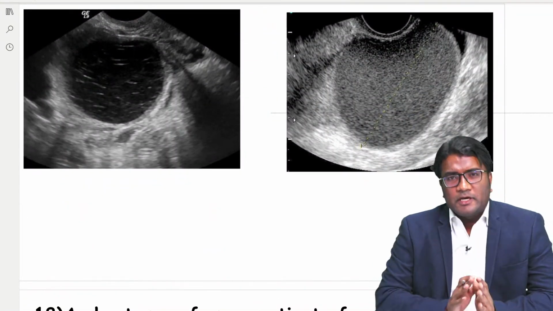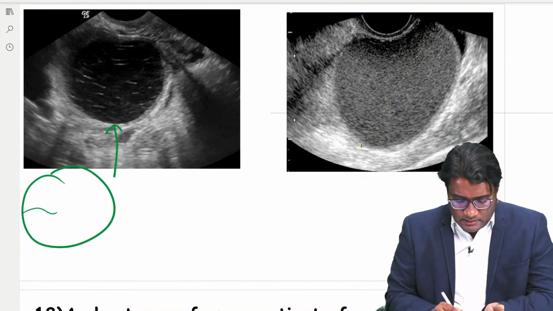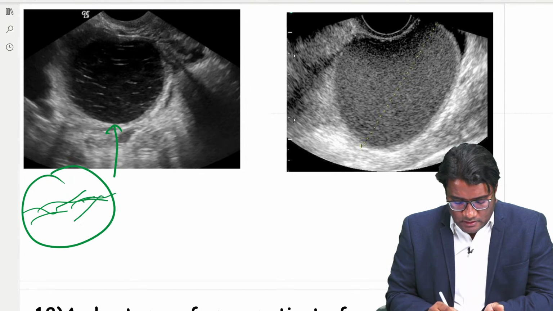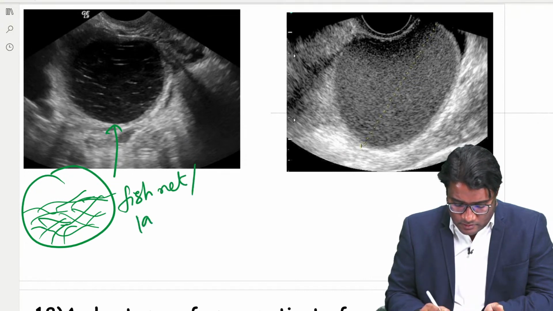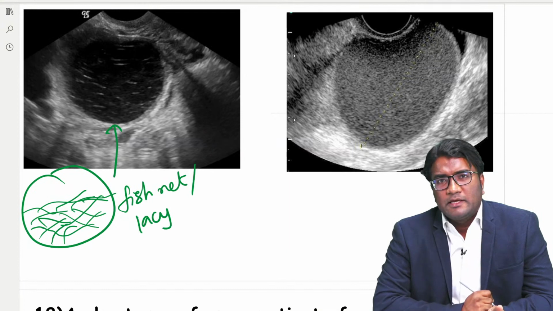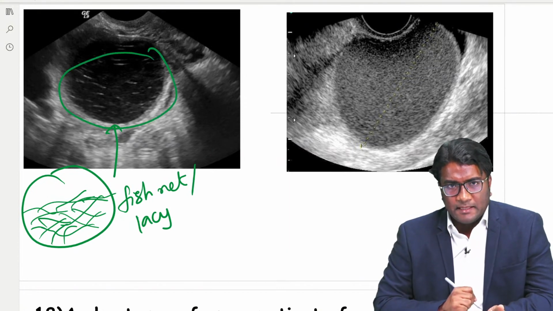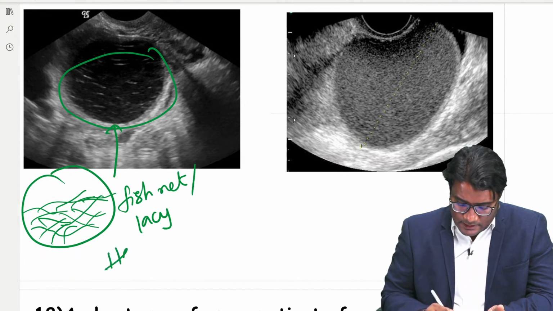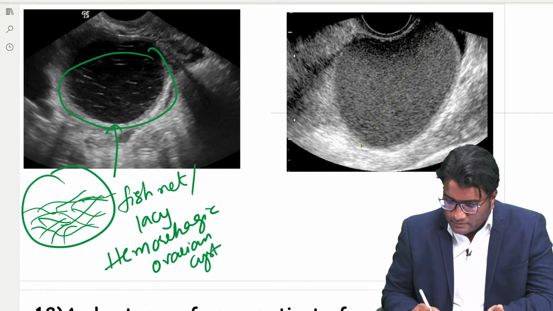And by the way, can you tell me what is the ovarian cyst which has these thin fibrin strands giving that fishnet appearance or network like lacy appearance? Can you think of anything like that? Can you see these thin fibrin strands there? What do you think this is? This is hemorrhagic ovarian cyst.